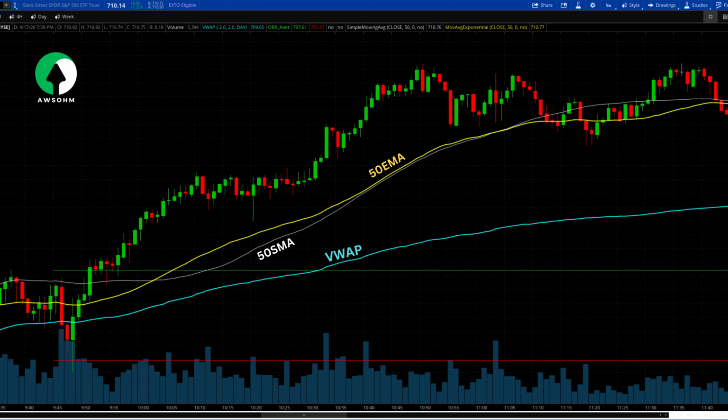Entry concept: price above both EMAs, pullback holds, RSI turns up. Exit concept: previous high, or when price closes below the 20 EMA. This works best in strong trending stocks with steady volume.